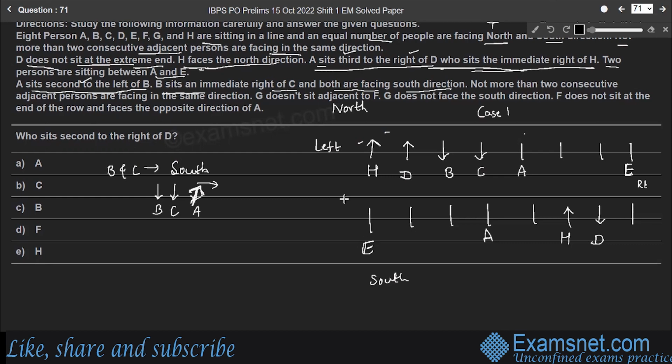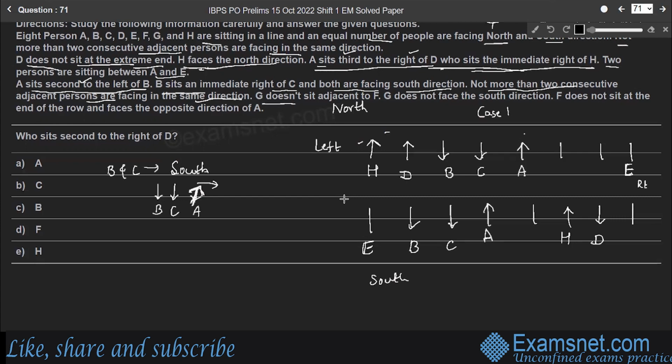And come to case 2. In case 2, B and C both are facing south direction, B, C and A. And what about the direction of A? North direction. A is facing north direction. And the next point, not more than two consecutive adjacent persons are facing in the same direction. So this condition is satisfied here in each case.